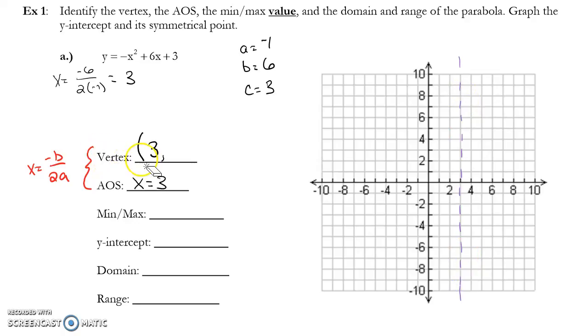Now, to get my vertex, I need to find f of 3, which means y is going to be equal to... I'm going to plug my x-coordinate into all of my x's. Negative (3) squared plus 6(3) plus 3.